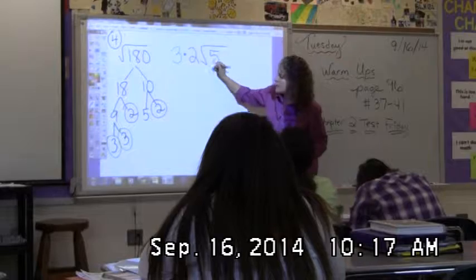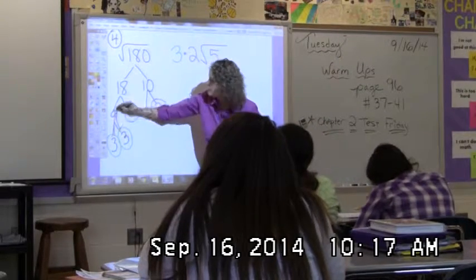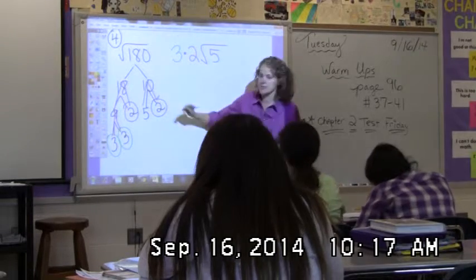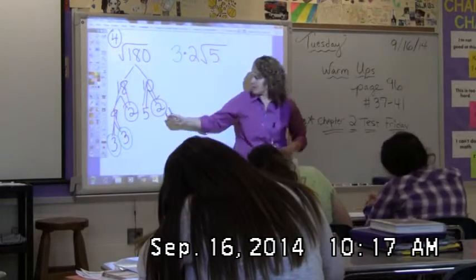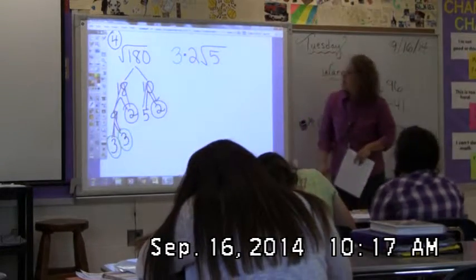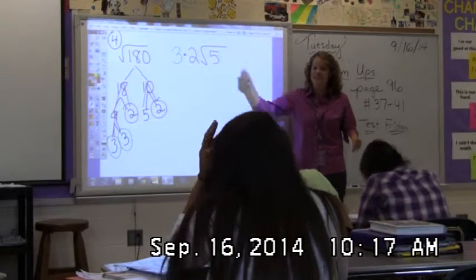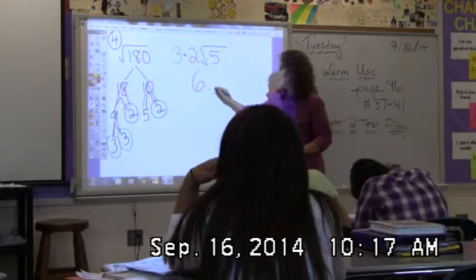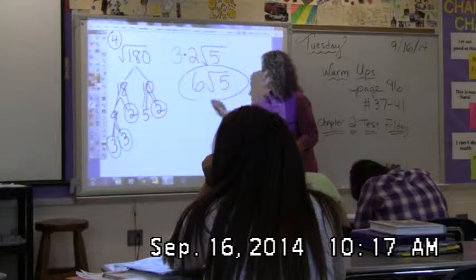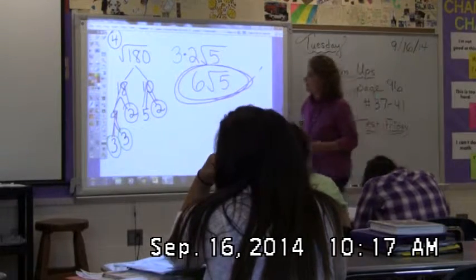5 and 9. Now the 9 was broken down. So we don't look at him, and we don't look at the 18, and we don't look at the 10 because we broke them. We're only looking at the prime factors, the very, very ends. What do you think this final answer should look like? 6 square root of 5. Beautiful.